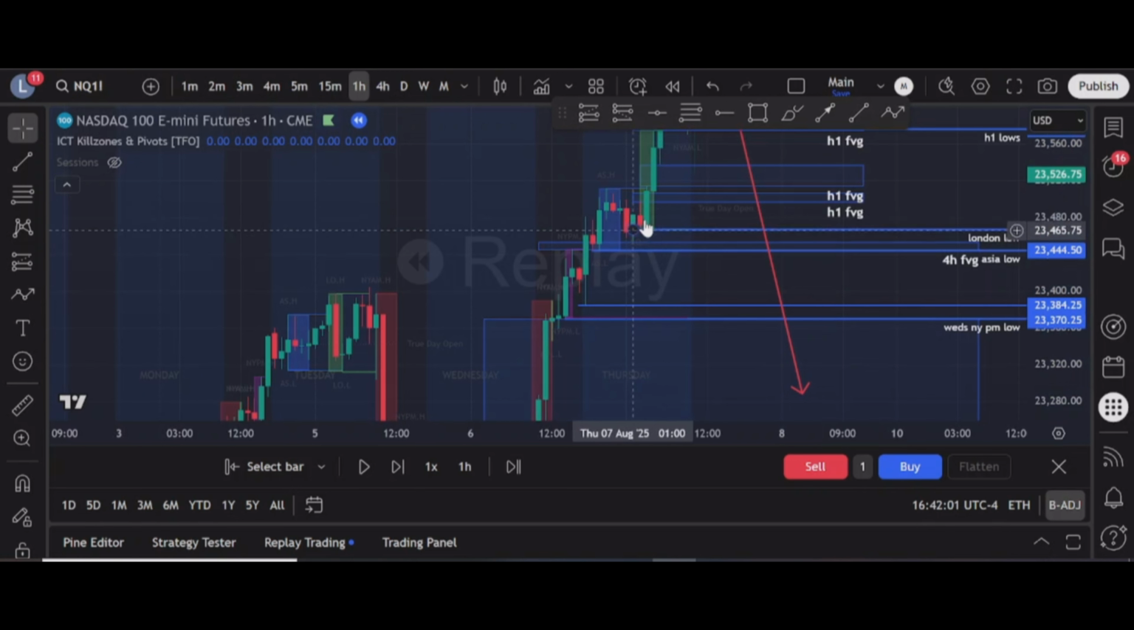So, for example, we have this London low, Asia low, and this New York PM low, all resting relatively close to this fair value gap. Price is usually just going to manipulate through all of them and then tap into that gap. So let's go back up here.